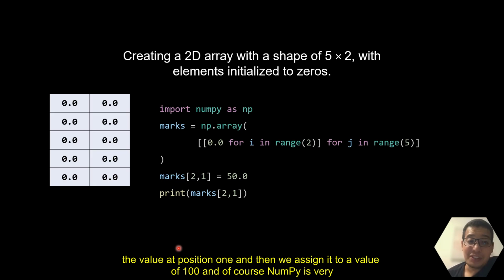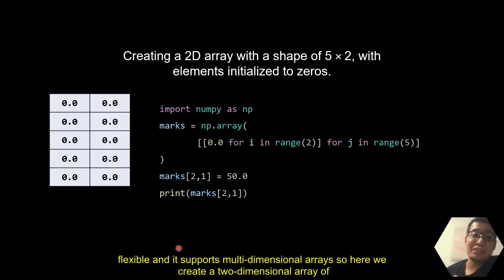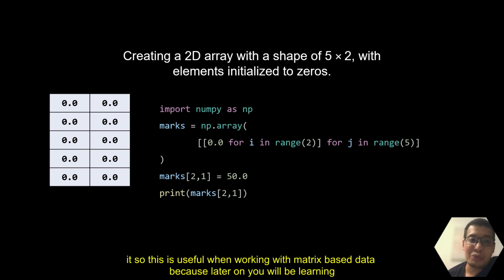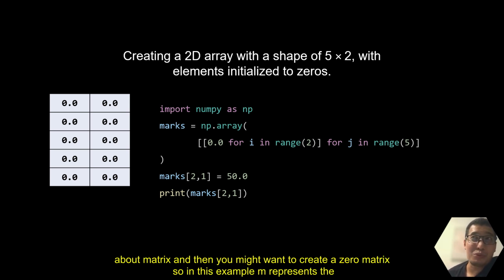And of course, NumPy is very flexible and it supports multidimensional arrays. Here we create a two-dimensional array of shape 5 by 2, so 5 rows by 2 columns, initialized with zeros. This is how we do it. This is useful when working with matrix-based data, because later on you will be learning about matrices, and you might want to create a zero matrix.